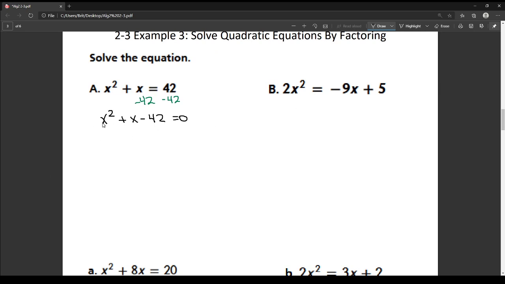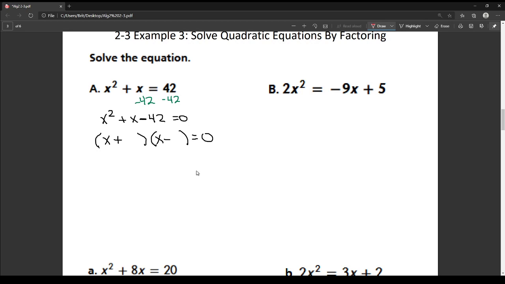So now my A term is a 1, so I'm going to use the double bubble method of factoring. So I set up my double bubble, I drop my x's down. That first sign just falls down. Now, to get a negative 42, I need to have opposite signs, so I'm going to put a minus here.